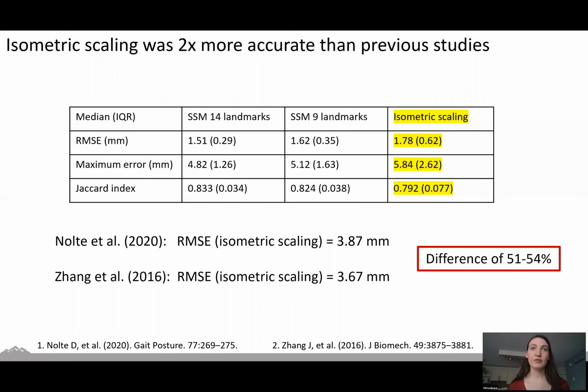So the difference in age ranges could explain this. So the population of young active adults in this study was likely more homogeneous in terms of bone shape than a population spanning 20 to 90-year-olds. And if you have less shape variation between an individual and the average shape that's scaled, that would result in lower error.